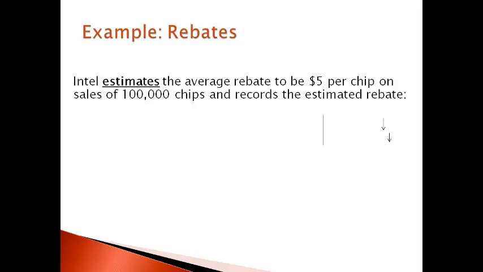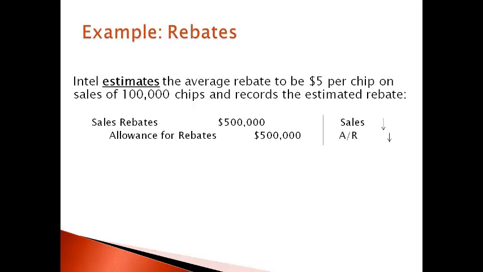Intel estimates the average amount of each rebate to be $5 and records an estimated rebate in the same period the sales of 100,000 chips is recorded. This estimate is generally based on past history. The two accounts used are contra accounts. Sales rebates reduces sales on the income statement, and the allowance for rebates reduces accounts receivable on the balance sheet.